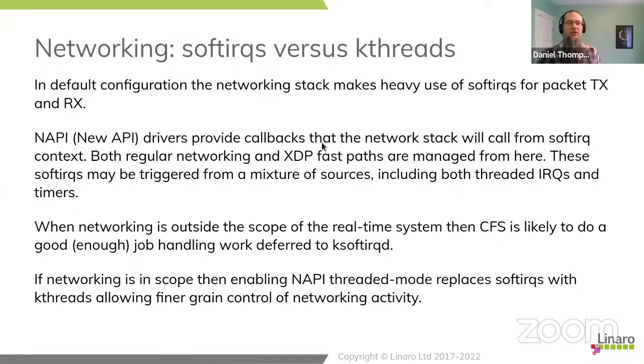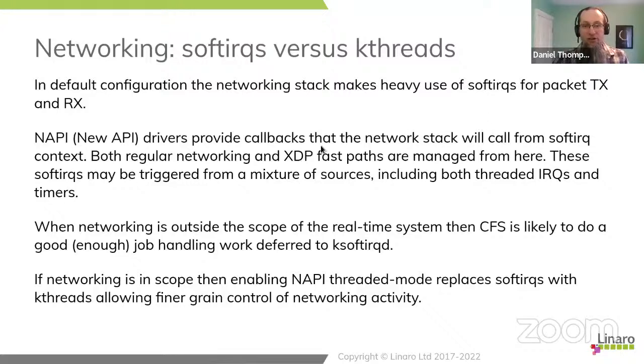And it is a selection of callbacks that the network stack will normally call from soft IQ context. It is used for both regular networking and, in fact, XDP fastpaths also call from soft IQ context. So XDP is basically a packet filtering system that sits there at the earliest stage it can in network interrupt handling, working out what to do with particular packets, whether to discard them, treat them as normal, or fastpath them down particular avenues. So it allows a kind of hybrid of data plane and regular networking to exist within Linux.